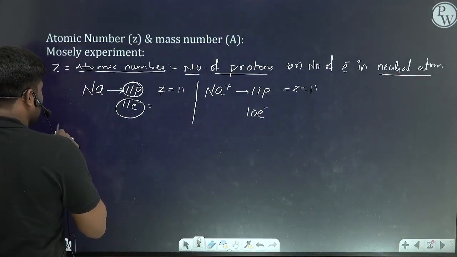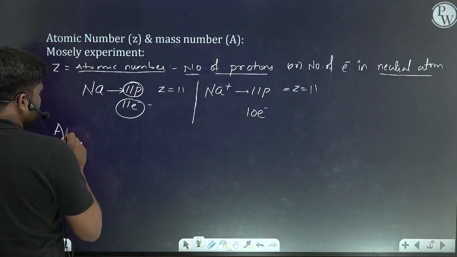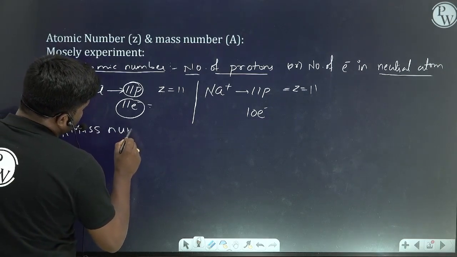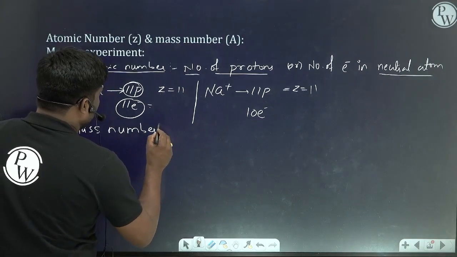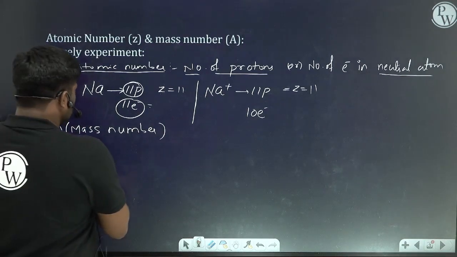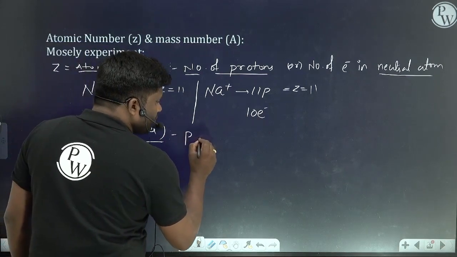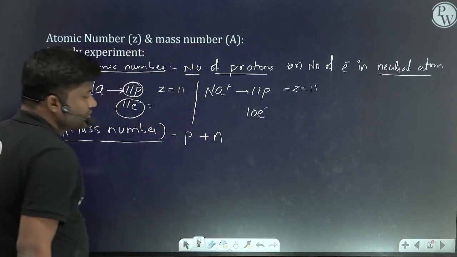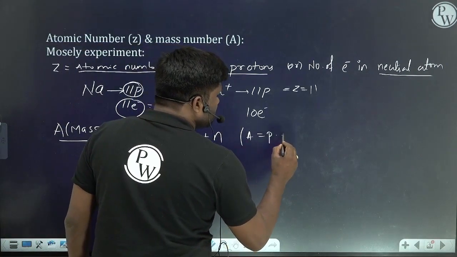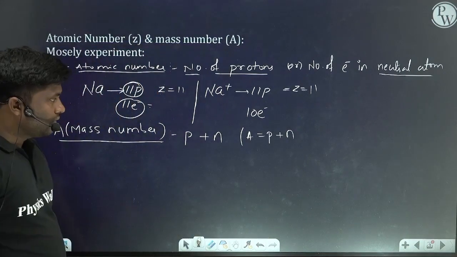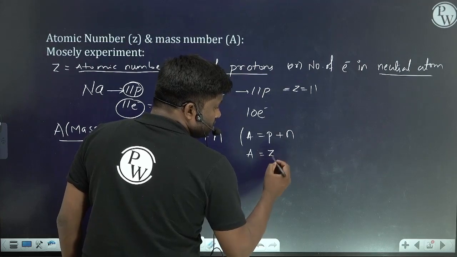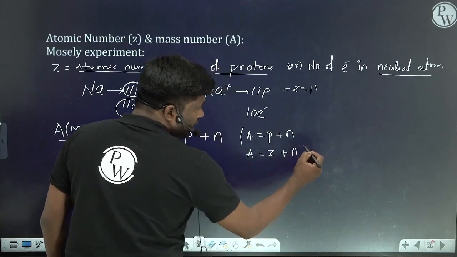And next, coming to the mass number. Mass number is indicated with A. So mass number is equal to the sum of protons plus neutrons. So A is equal to P plus N. Otherwise, we can also write A is equal to protons, which is nothing but the atomic number, plus the number of neutrons.